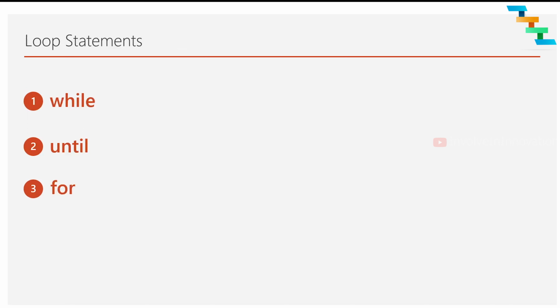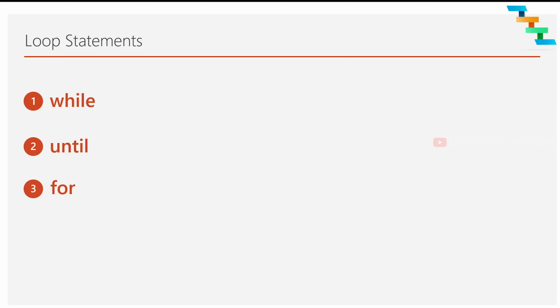There are 3 loop statements in Ruby. One is while, next is until, and the third is for. While is something that will get executed if the condition is true, and it will keep on executing until the condition becomes false.